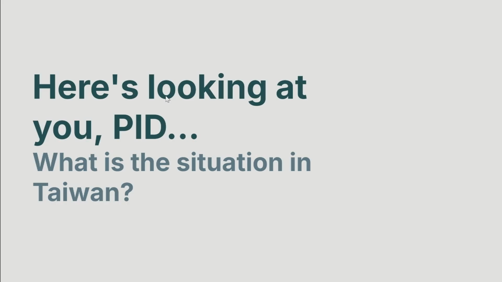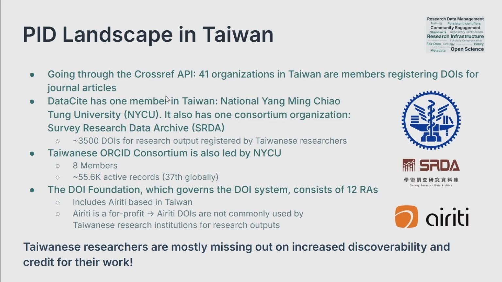Finally, I'd like to briefly look at the PID situation in Taiwan. I went through the Crossref API, through all 24,000 plus records, searching for organizations in Taiwan. I may or may not have miscounted, but I found 41 members registering DOIs for journal articles. That's quite a lot lower than I'd expect. I would have expected somewhere between 100 and 300 at a minimum, and probably more.